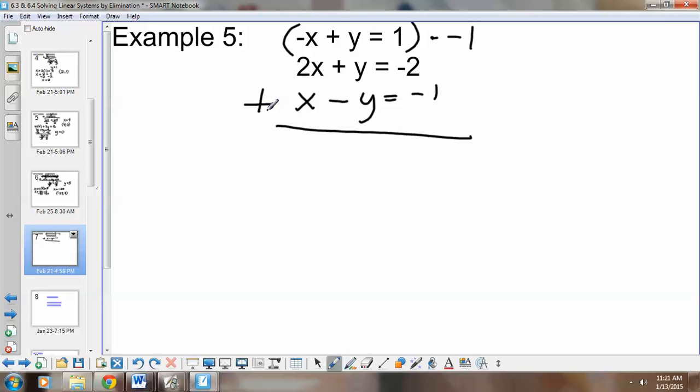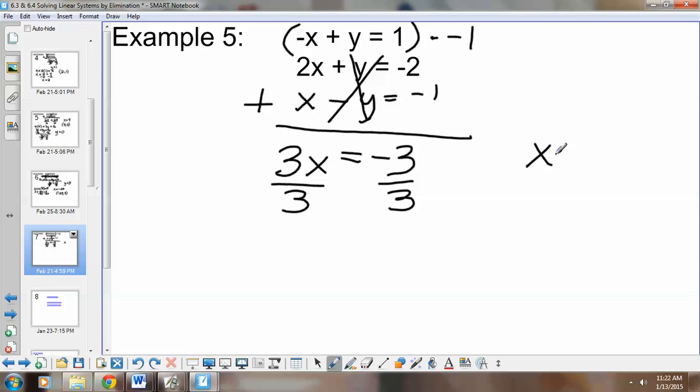Now when we add the two equations, we have 2x plus x, which is 3x. What's going to happen to the y's? They're going to be eliminated. And negative 2 plus negative 1 is negative 3. We're solving for x, so divide by 3. X equals negative 1.